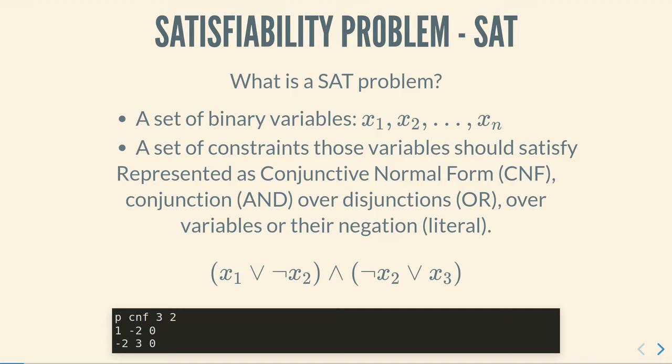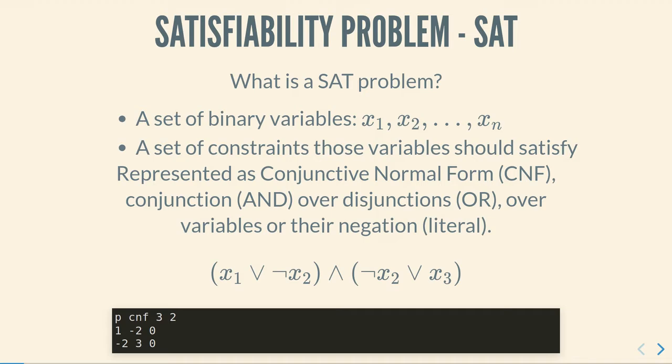For instance, an example of a set of constraints: we have 2 constraints over variables x1, x2, and x3. The first constraint is x1 or not x2. That is the constraint that either x1 must be true or x2 must be false. And a second constraint, not x2 or x3. That is the constraint that x2 must be false or x3 must be true. This is an example of conjunctive normal form, right? We have a conjunction over disjunctions.